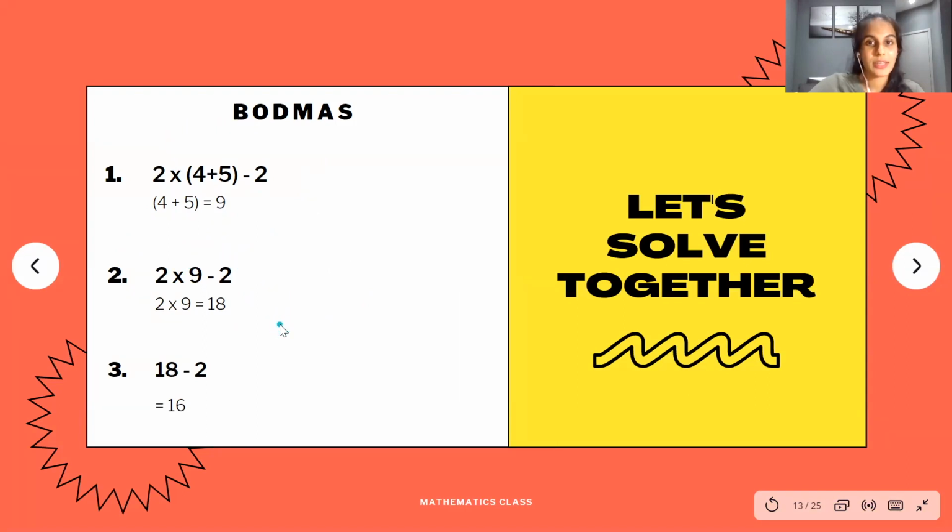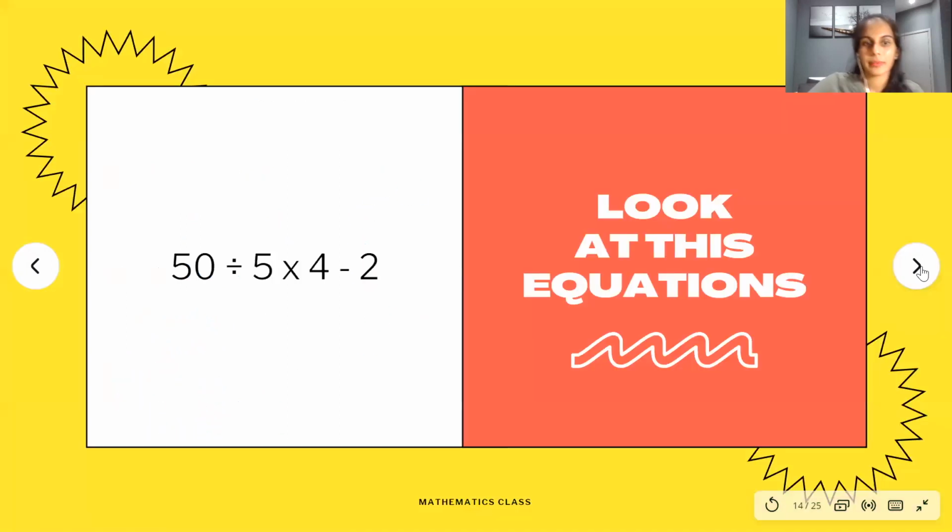Okay, so the next step in our BODMAS rule is multiplication. So you go 2 multiplied by 9, you will get 18. So now our equation will look like this, 18 minus 2. And your final answer will be 16. If you would like, you may try to solve this without using the BODMAS rule and see if you get the correct answer. But you will not, because you will only get this answer 16 if you follow the BODMAS rule.